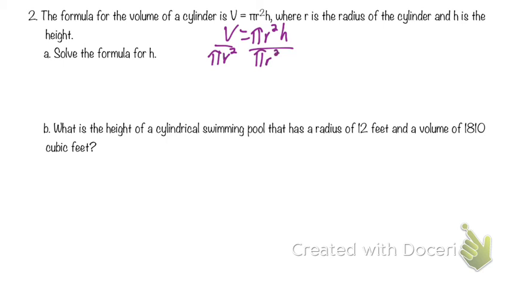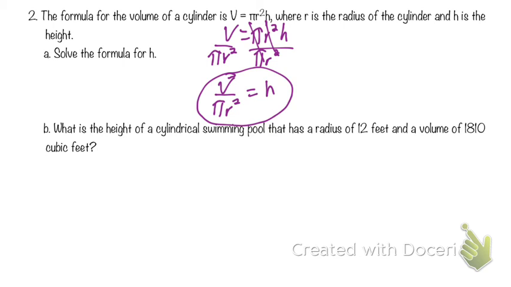Do we know what v divided by pi r squared is? Nope, but we can write it. And then pi divided by pi on the right side is 1. R squared divided by r squared is 1, so that's with h. So v over pi r squared is equal to h.